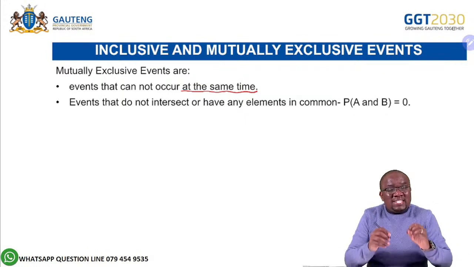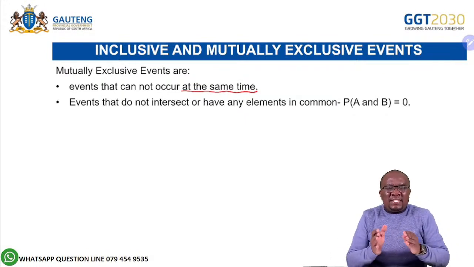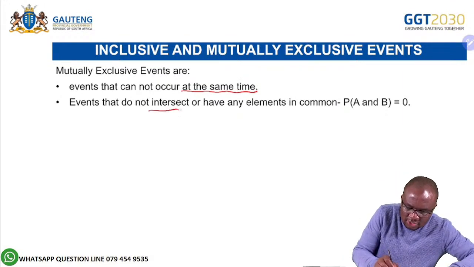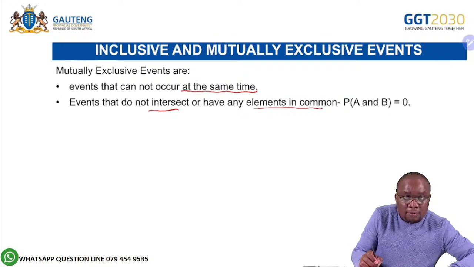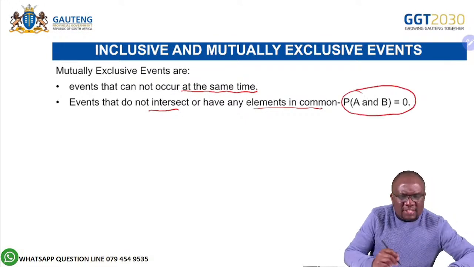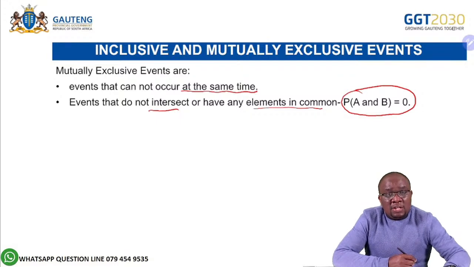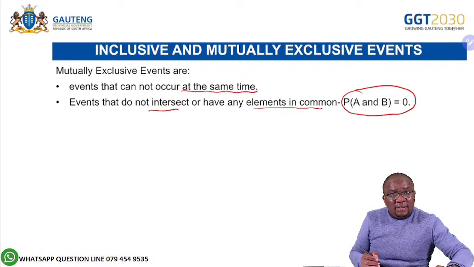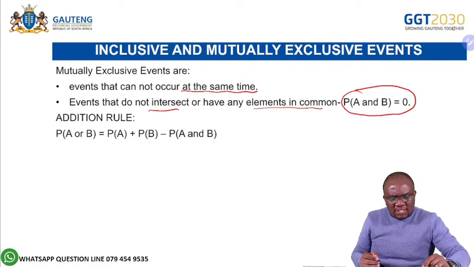So for mutually exclusive events, we don't have an intersection. The events do not intersect or have any elements in common. We're saying that probability of A and B is equal to 0. You see that? So that changes our addition rule. Do you remember our addition rule? I said you must write it down. So that changes our addition rule for mutually exclusive events.